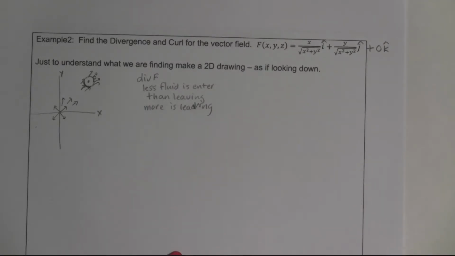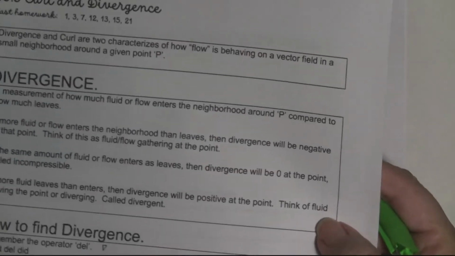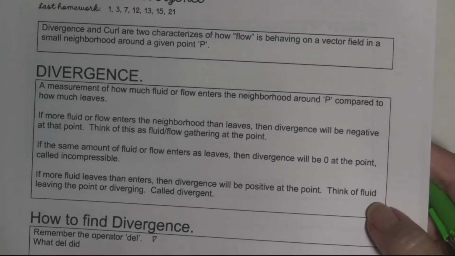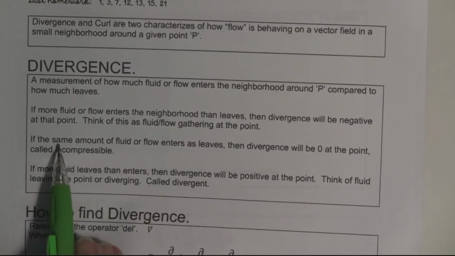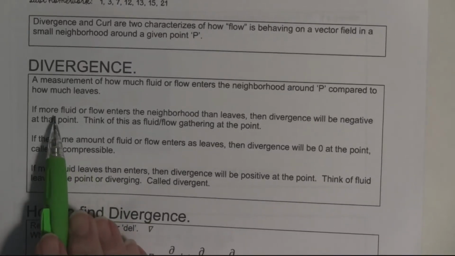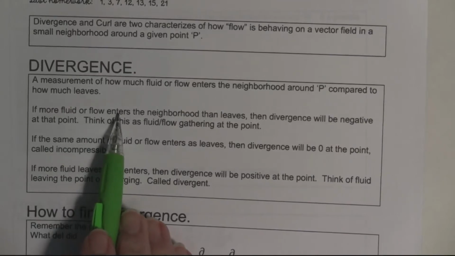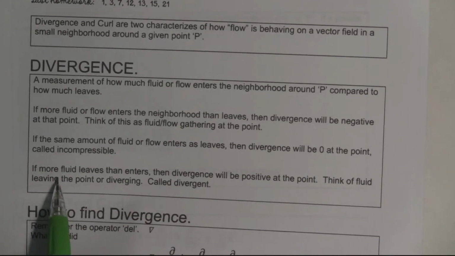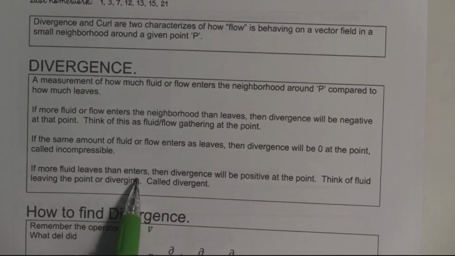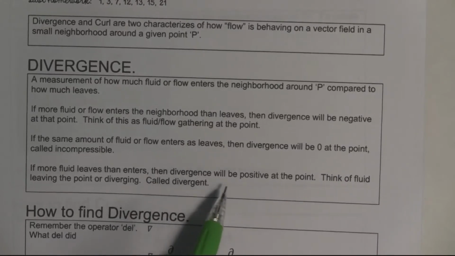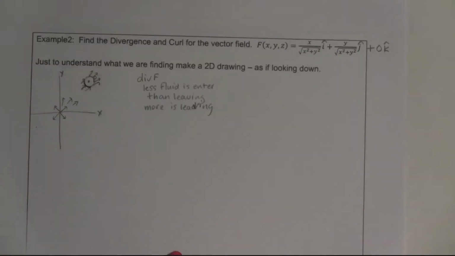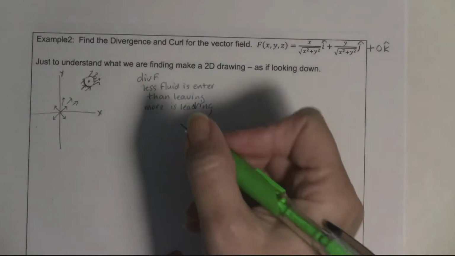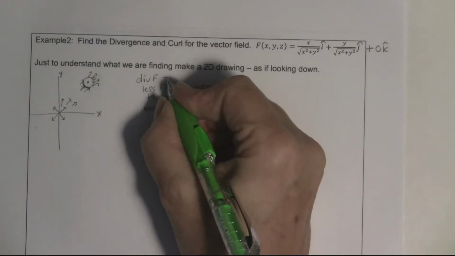And so let's remind ourselves here, I'm just going back to the front page. If more fluid leaves than enters, the divergence is positive; if it's the same amount, it is 0. More fluid enters, we have more leaving, is what I'm thinking from that. And so that says that we're expecting this to be positive.